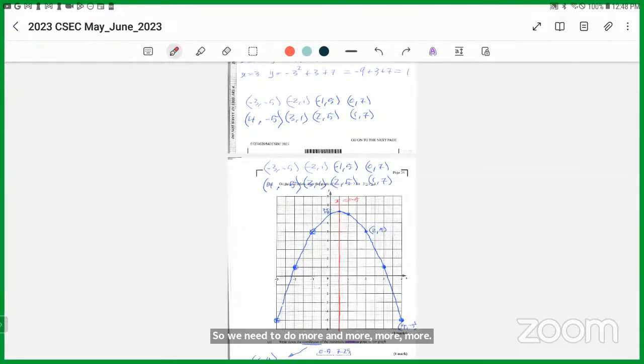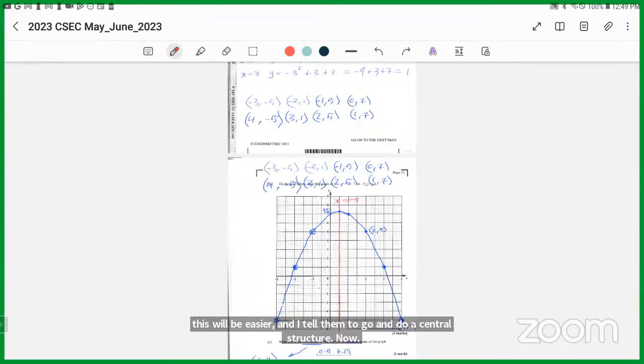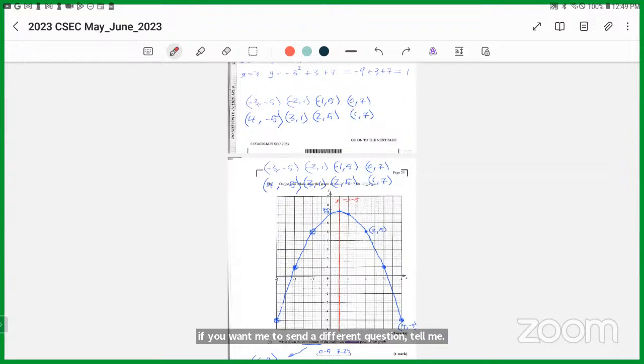So redo these questions, so it's easy for you. And I tell you to go and do a question from scratch. You know? And if you want me to send you a different question, tell me. But for now, I'm happy for you to just redo these 4 questions: the classwork, the one that I gave you, this one, and the one that I'm going to do next. I'm satisfied with those for now.